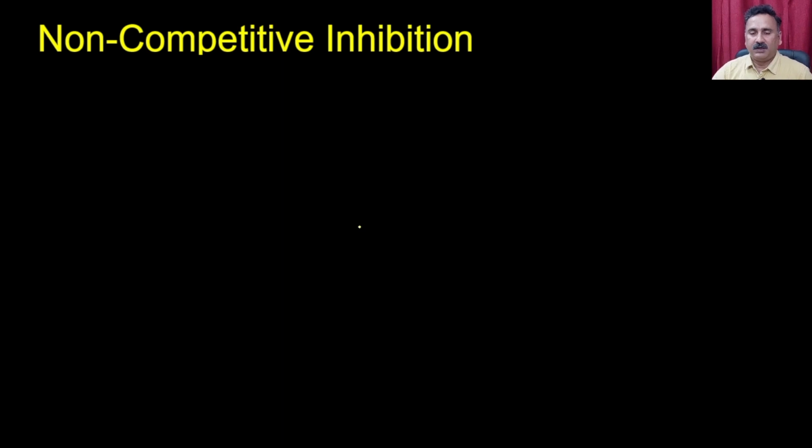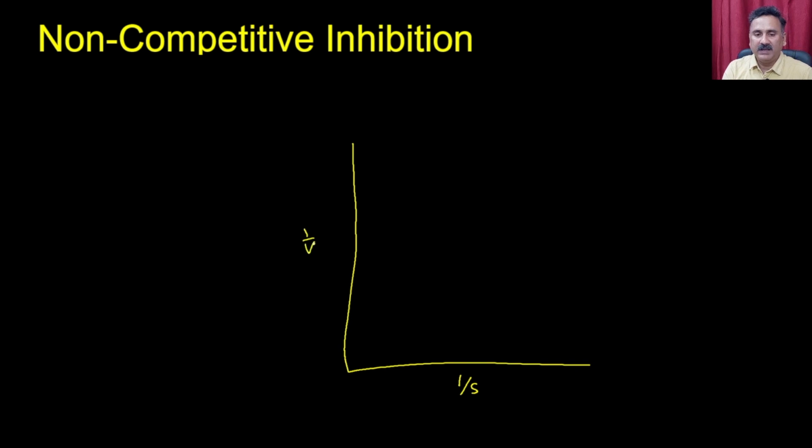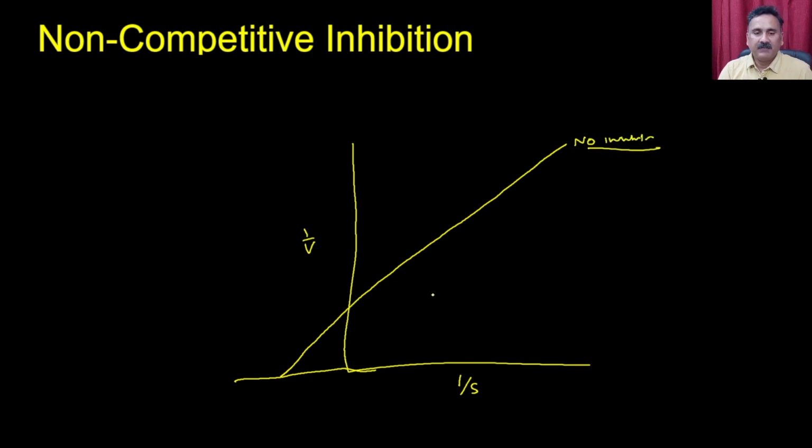Now we'll show you the Lineweaver plot. Okay, so in the Lineweaver plot, what you're going to do is plot 1 by S versus 1 by V. And the slope will be like this, right? So first you are going to have the no inhibition, right? So this is going to be no inhibition. So there will be no inhibitor, right?